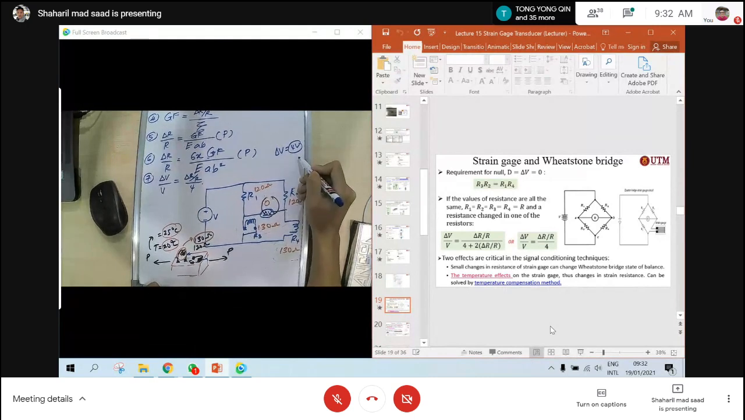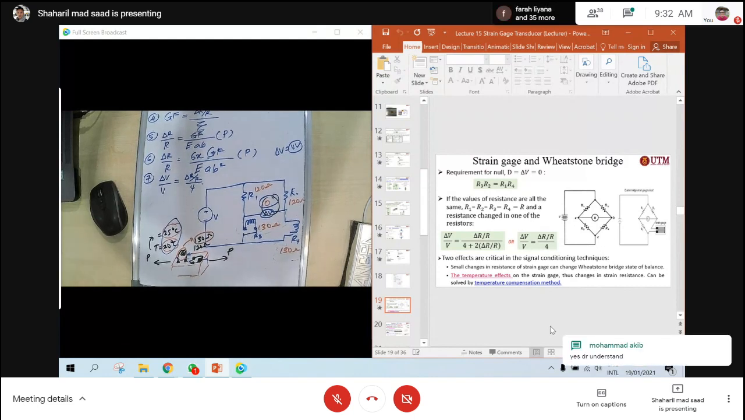But in this case, we need two strain gauges so that we can get delta V equal to 0. Whatever the temperature change, we can maintain delta V equal to 0 before we make the measurement. Okay, understand? Yes. Okay, good. So done.